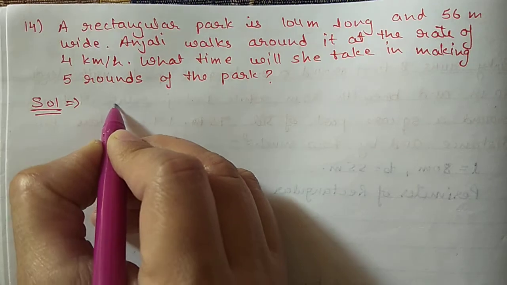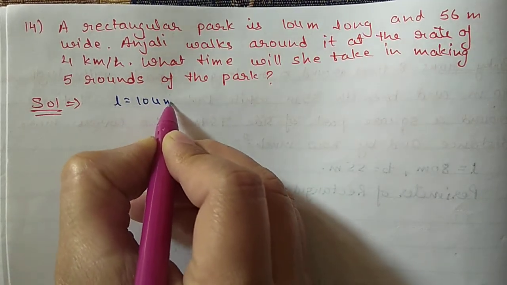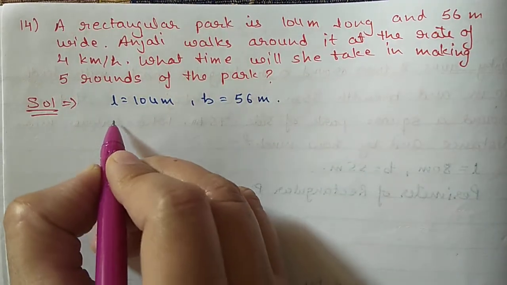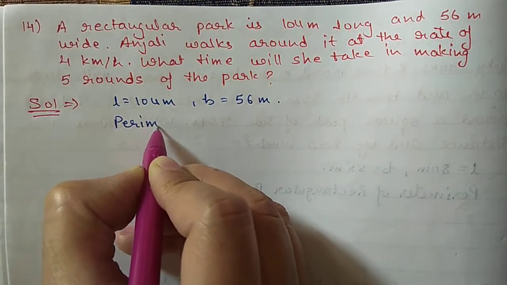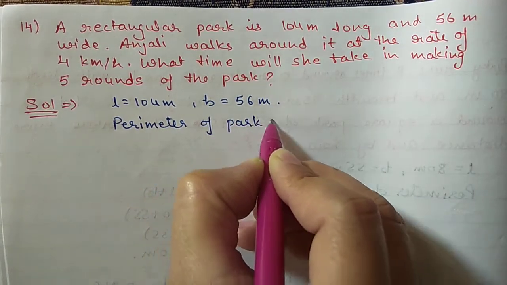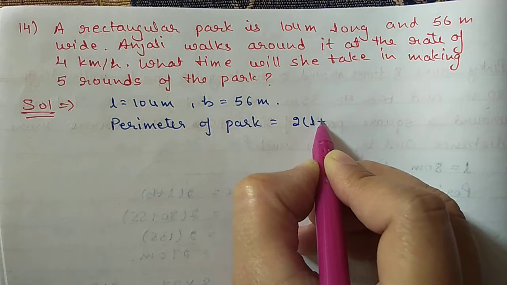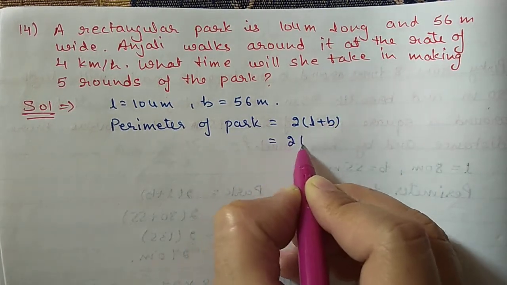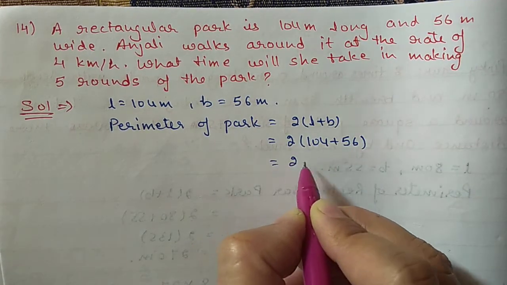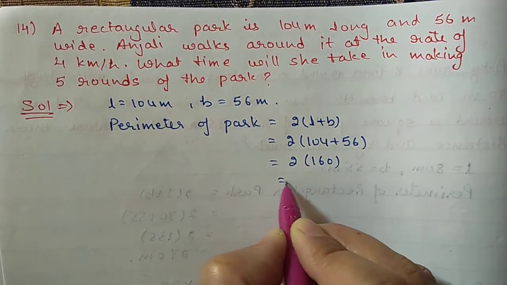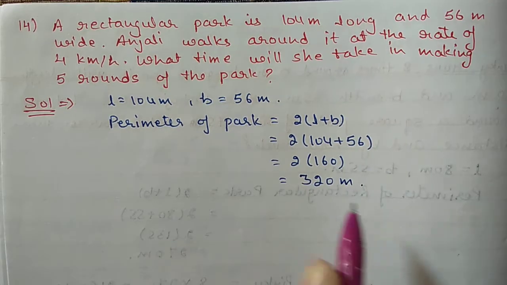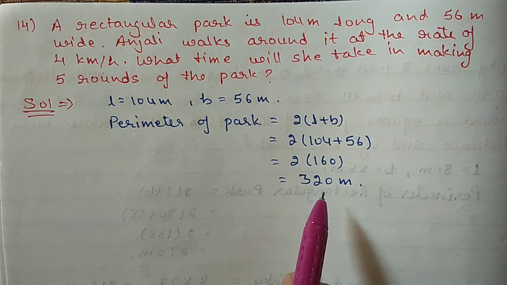Length is given 104 meter. Breadth is given 56 meter. So perimeter we can find out. Because it is a rectangular park, so we'll use formula 2(L plus B). 104 plus 56, we will get 2 into 160, and 2 into 160 is equal to 320 meter. So this is the distance covered in 1 round.